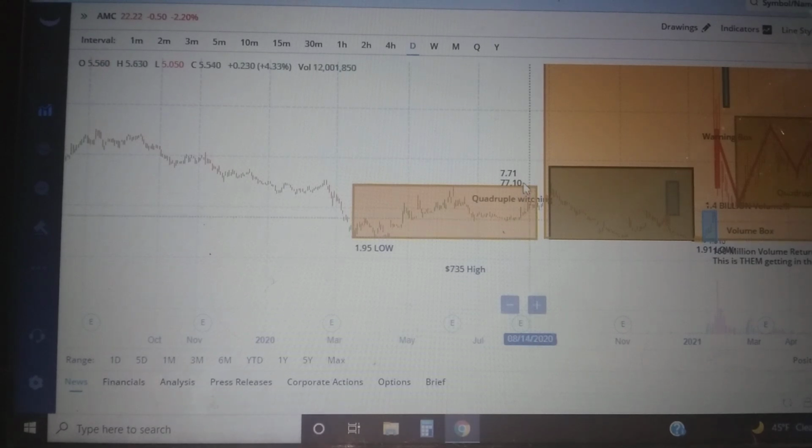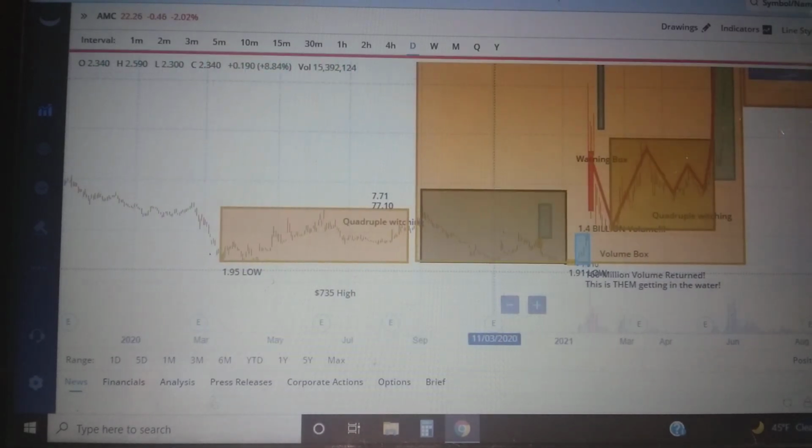Common sense told us that the high of the fractal and the low of the fractal would show us the depth. Then we just had to figure out what the time frame was in between. So the high here was $7.71, and the low was $1.95. Okay, and it was quadruple witching over here at this fractal.